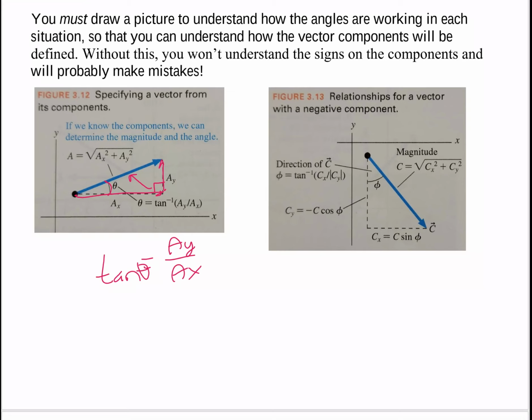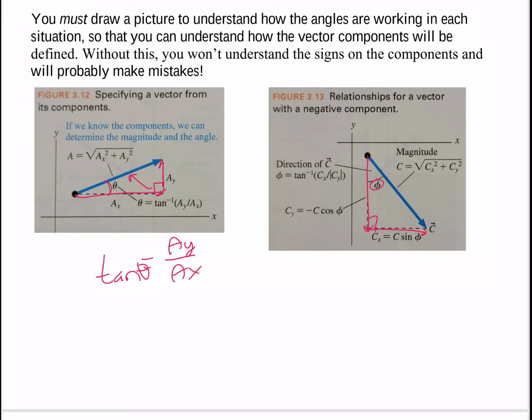Okay, so the relationships for a vector with a negative component. In this case, we have a vector that's kind of going down and to the right. So we have our reference angle that we set up, so we're dropping our y component down, and our x component is going across to the right. So our x component is positive, our y component is negative. So we got to keep that in mind. In this case, our reference angle is right here.